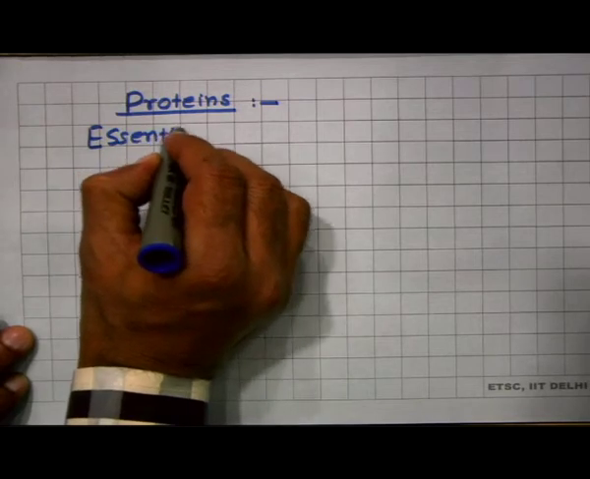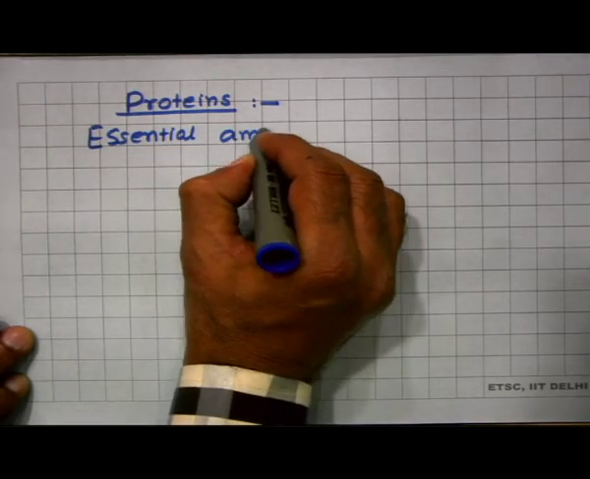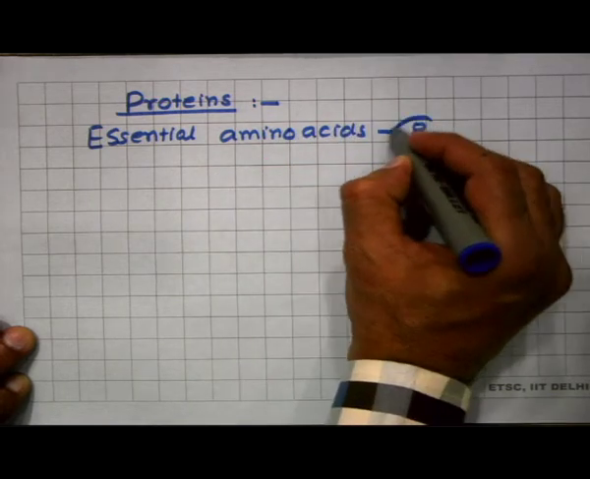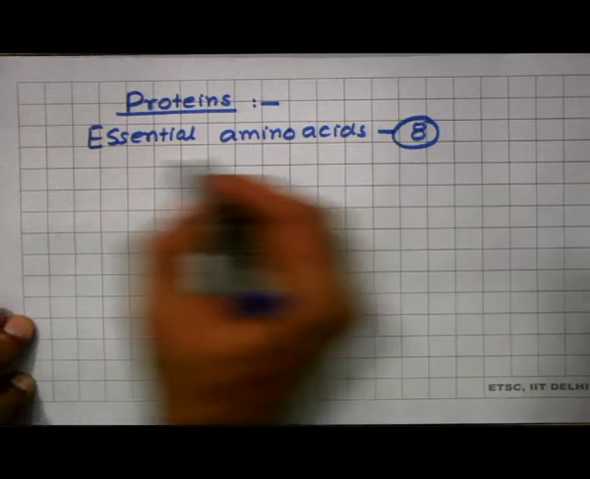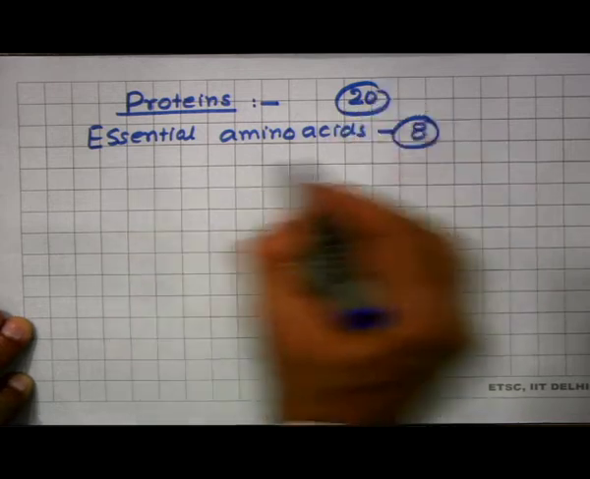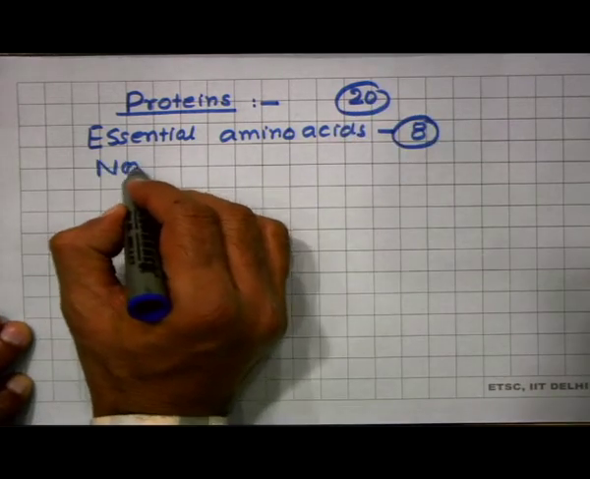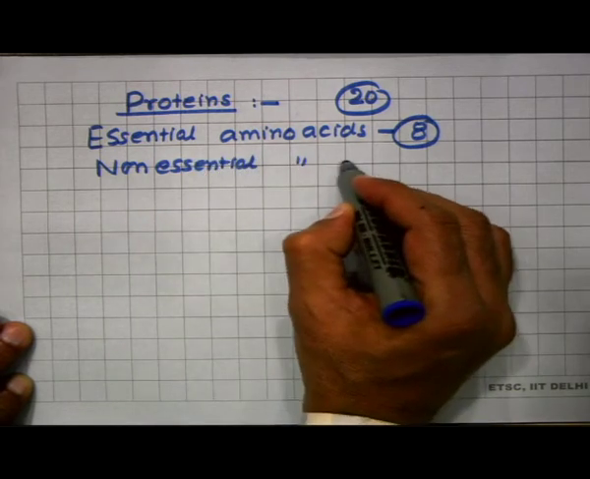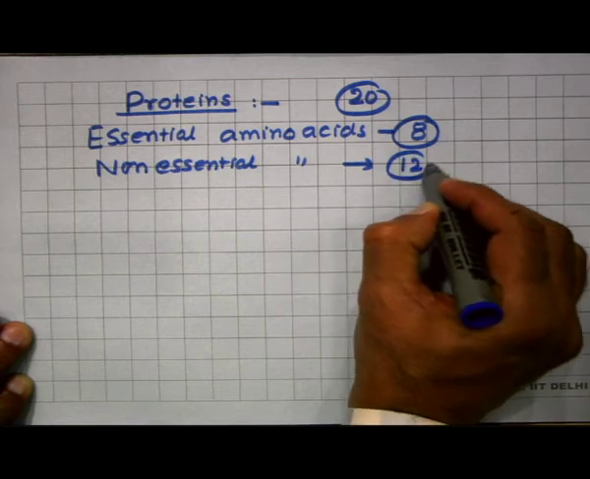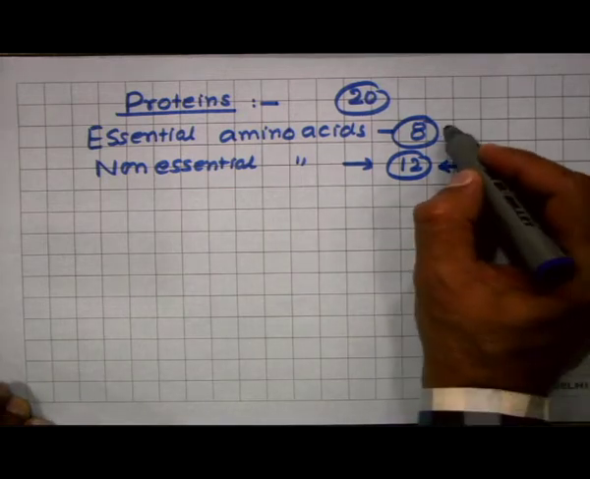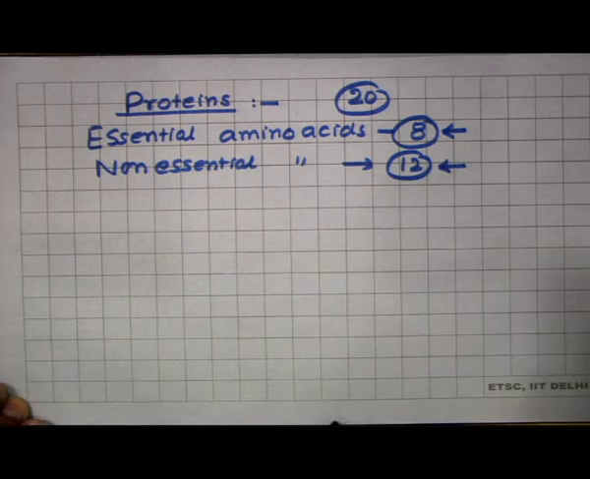Essential amino acids are of 8 types. So, we can understand the total number of amino acids is 20, where 8 are essential. So, the non-essential amino acids are 20 minus 8, that is 12. 12 different types of non-essential amino acids are there, which can be synthesized by our body. These 12 can be synthesized by our body, these 8 are not synthesized by our body.